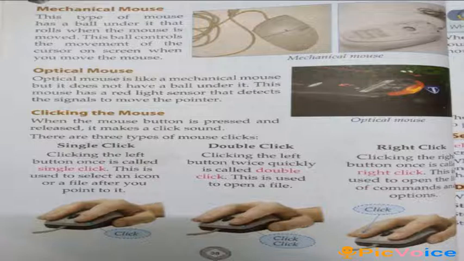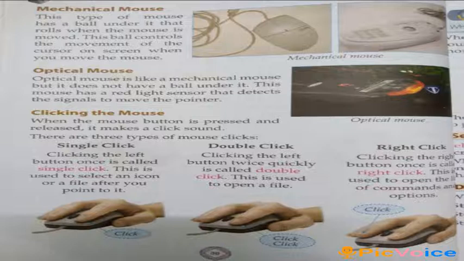Page number 38. Mechanical mouse. This type of mouse has a ball under it that rolls when the mouse is moved. This ball controls the movement of the cursor on screen when you move the mouse. Optical mouse. Optical mouse is like a mechanical mouse, but it does not have a ball under it. This mouse has a red light sensor that detects the signals to move the pointer.